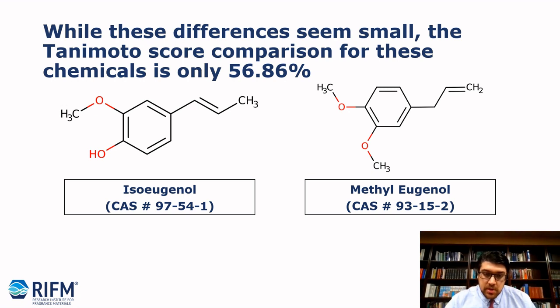Furthermore, considering those small differences, we can see that this Tanimoto score comparison for these chemicals is only 56.86%. What this means is that when you take these two structures, only 56.86% of them are similar to each other. Now, there are some issues with relying solely on Tanimoto score as a metric for comparison, which we will discuss in a different session during the Science Symposium. But it is definitely a good starting point and way to think about the materials to begin with.